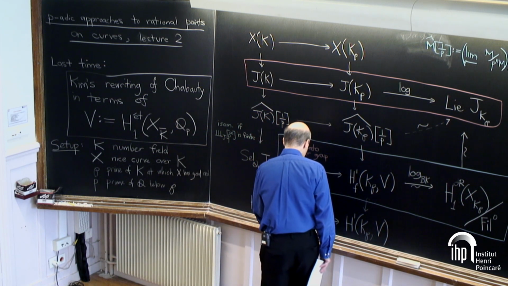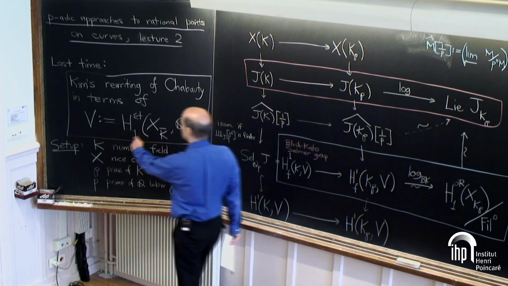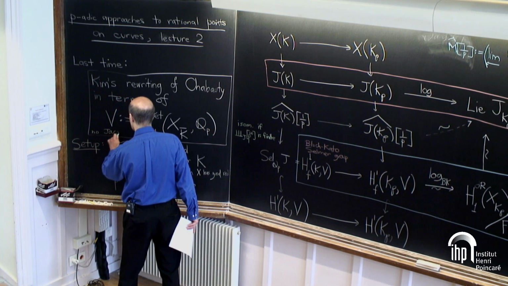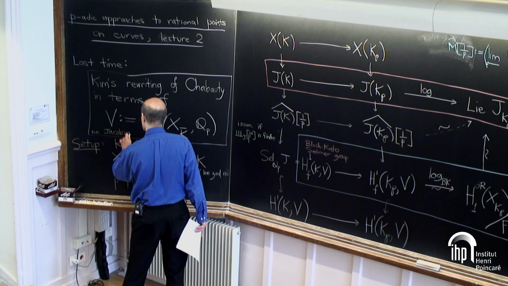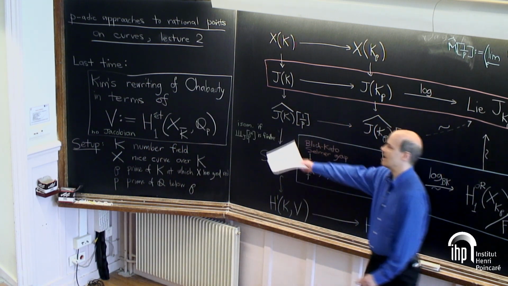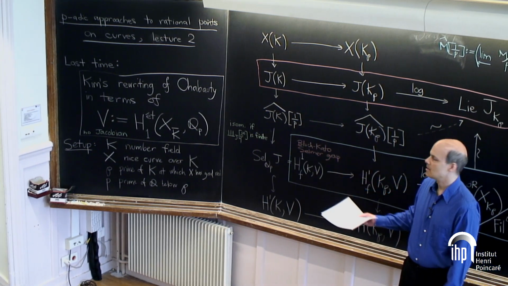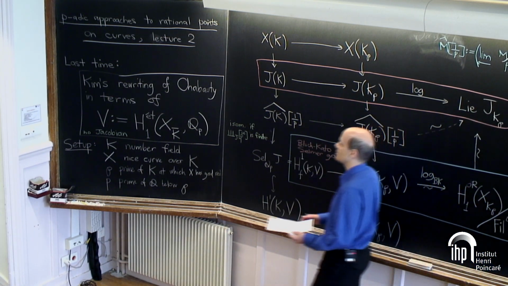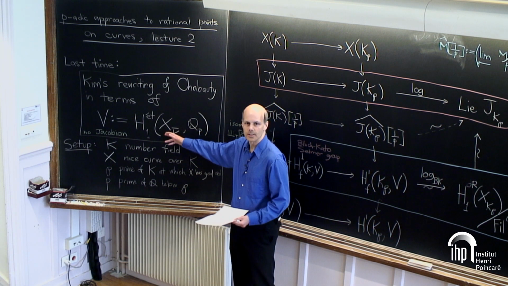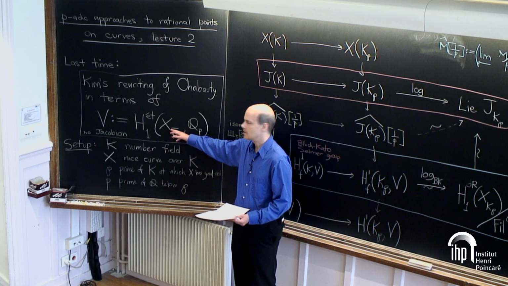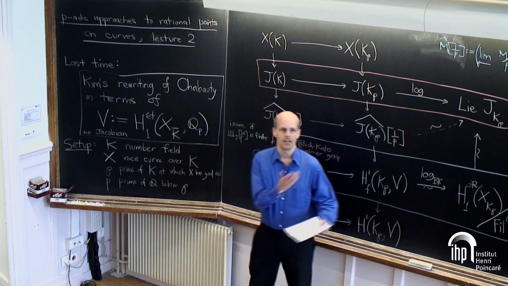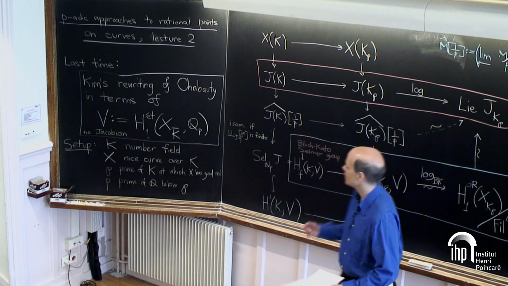So the point is that in his reinterpretation there's no more Jacobian, and the advantage of doing that is that it enabled Kim to generalize it, where he could replace this homology group, which is related to the abelianization of the fundamental group of the curve, by deeper quotients of the fundamental group.